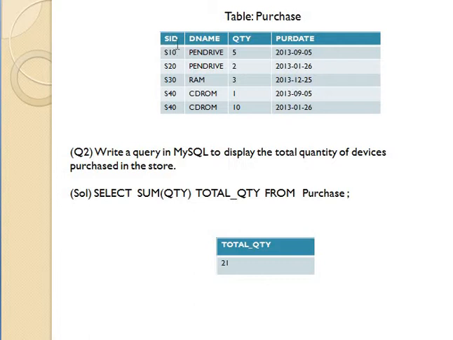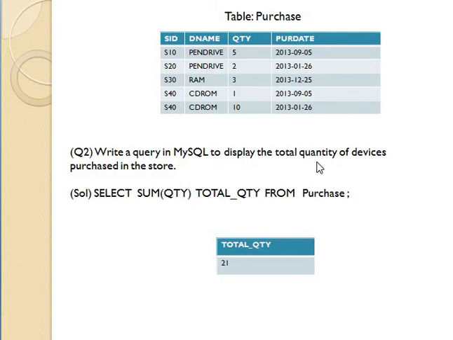This shows that some of the students are buying the devices in bulk. The student with SID as S10 who is purchasing the device pen drive is buying 5 quantities of pen drive. In the same way, the student with SID as S20 is also buying the device pen drive, in 2 quantities. So these two students, S10 and S20, are buying the device pen drive in bulk. And also there is another student with SID value as S40 who is buying the device CD-ROM not in bulk, because he is buying the CD-ROM only 1 quantity.